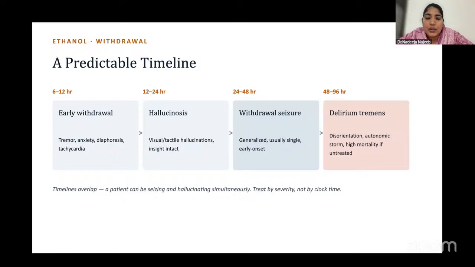You have to keep in mind that even though there is a timeline, the withdrawal does not go by the book. This is just a guide for you to use. You have to treat the symptom which is in front of you. And one more thing regarding withdrawal is that it occurs not only when the patient has stopped taking alcohol, but also when the patient has reduced the quantity or the concentration of the alcohol which he usually takes.